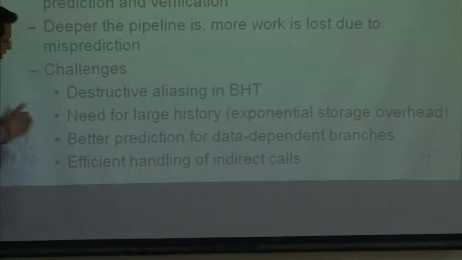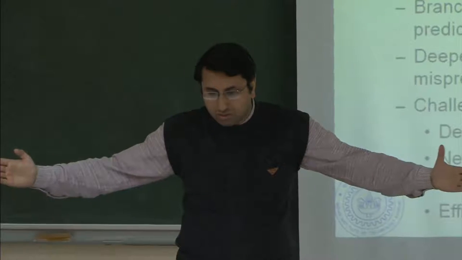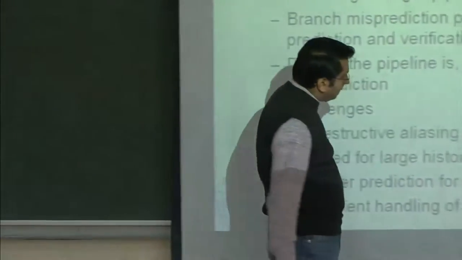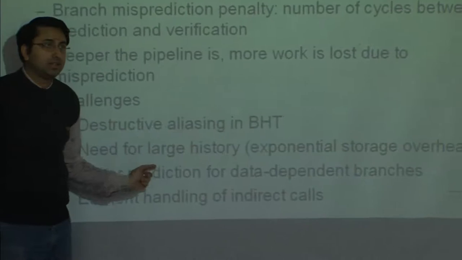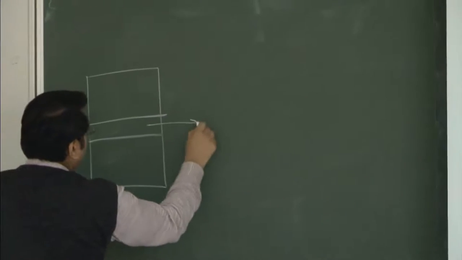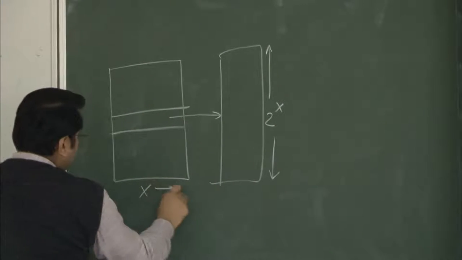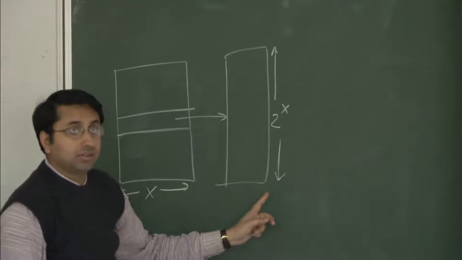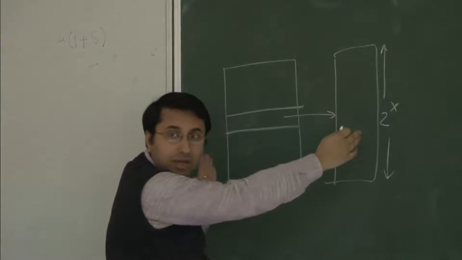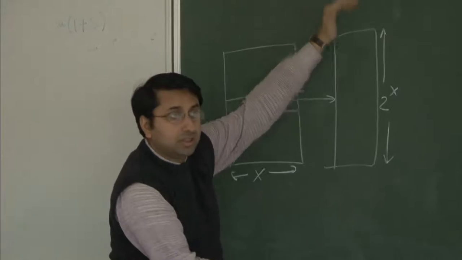And the second one is there is a need for larger history, because larger history often helps. If you can look over a large window of history, it normally gives you a much better idea about what's happening with this branch. However, the problem is that there is an exponential relationship between the history length and the storage that you require. Just to remind you, if this is x, then this is 2 to the power of x. This is the exponential relationship. I want this to be bigger so that I can encapsulate bigger history, but that makes it taller, and this growth is exponential. So that's a big problem actually.